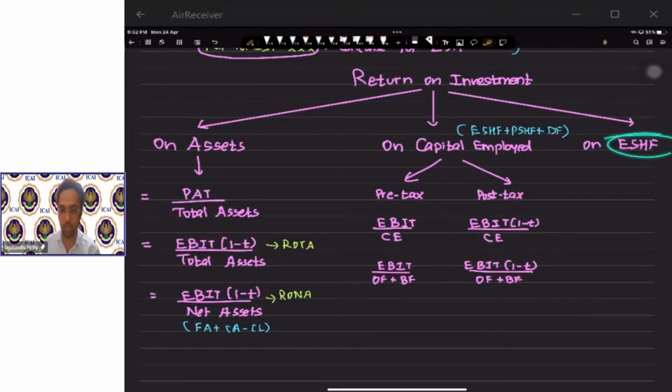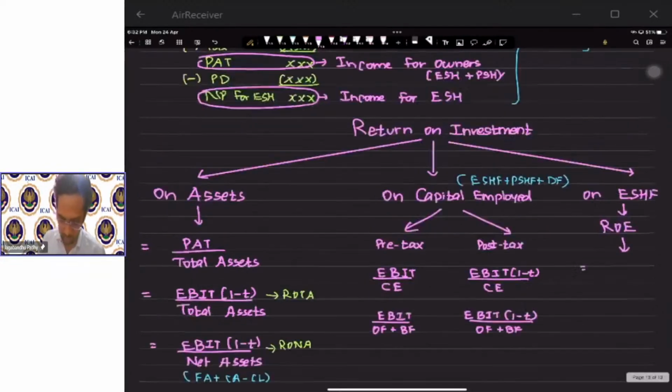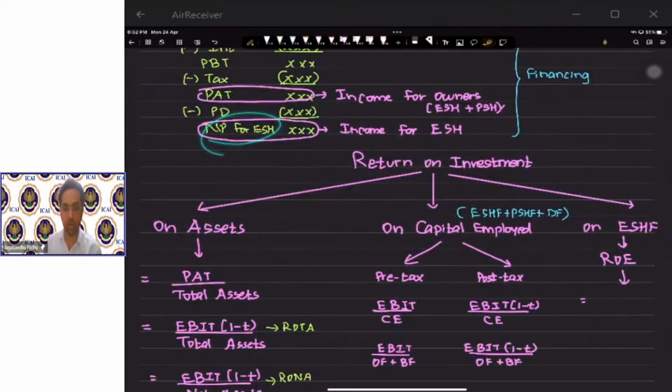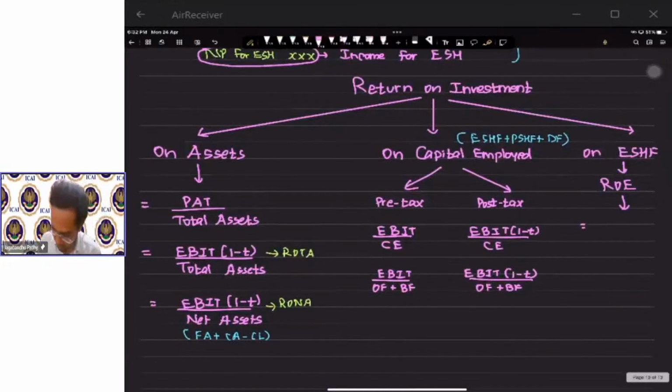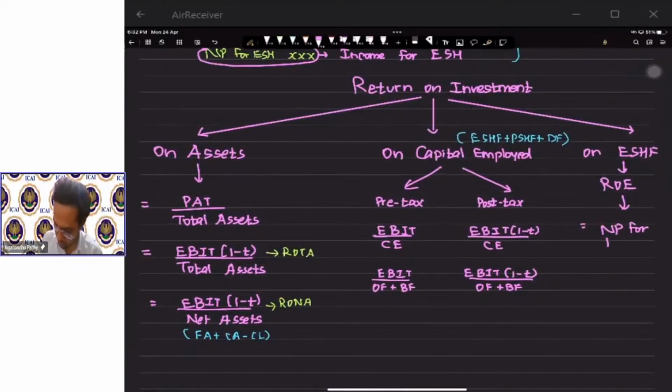Then on equity shareholders' funds, we have the ratio which is stated as return on equity. Return on equity is simply what return we are generating for equity. It's net profit for equity shareholders divided by equity share capital plus reserves minus any fictitious assets.